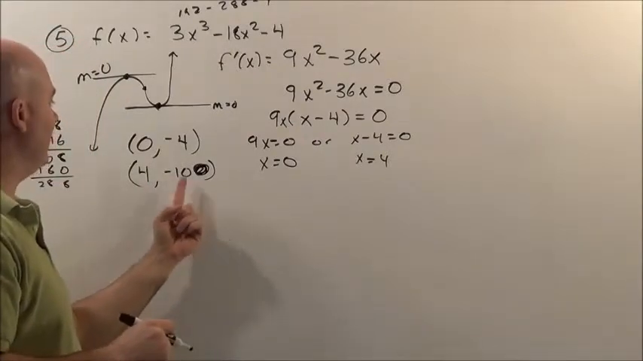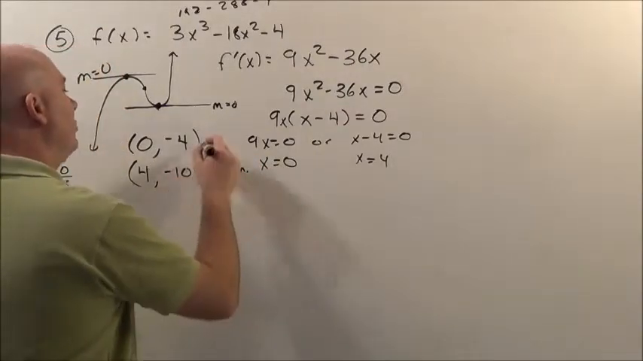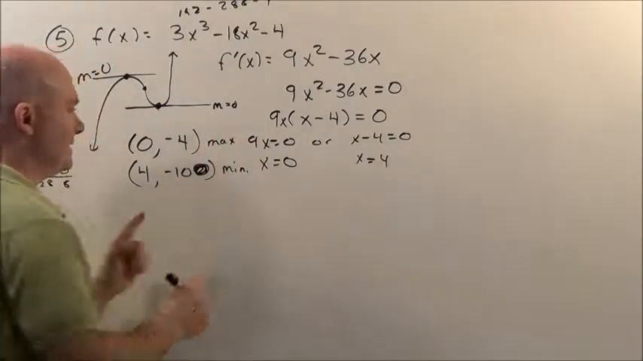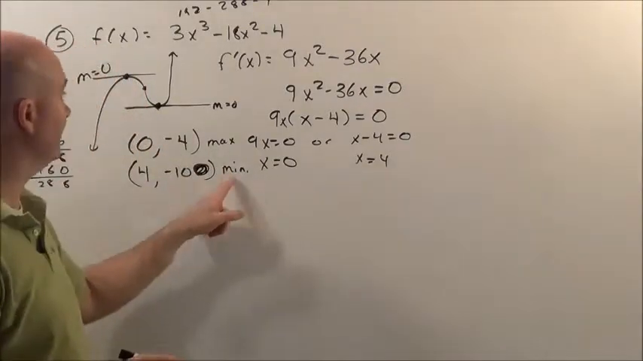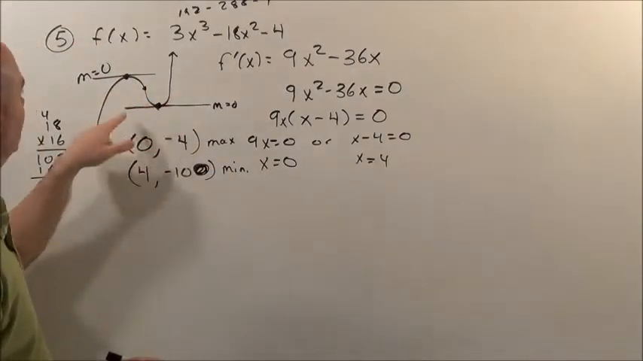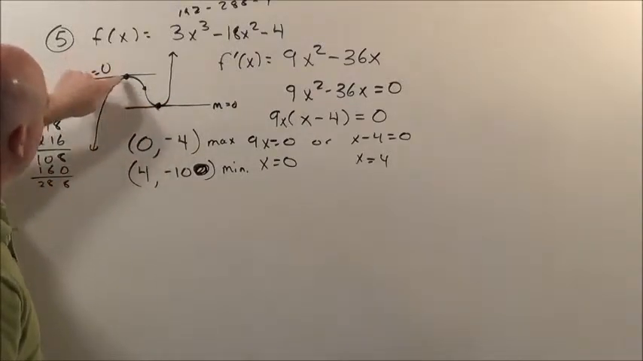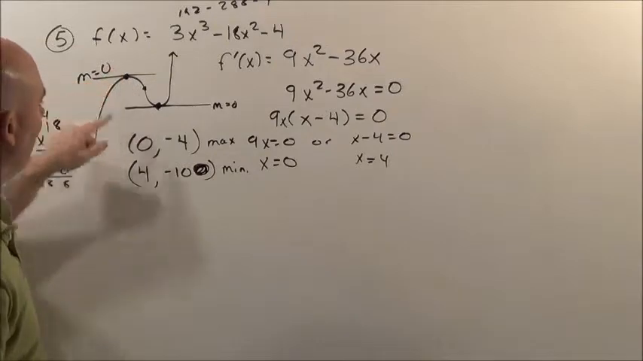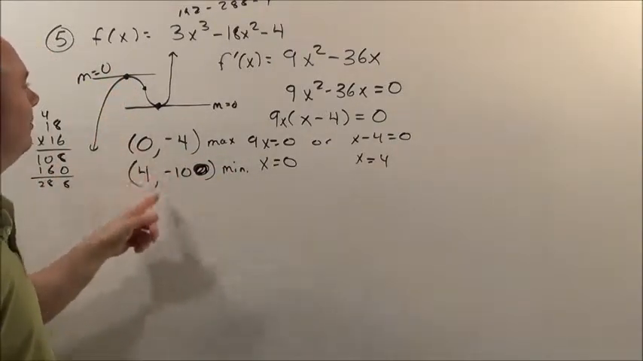That's way down there. This would have been my minimum then. And this right here would have been my relative max. And again, it's a relative minimum because it's not the lowest point on the entire graph. It's just in that particular location. So that would have been at 4, negative 100, swung back up here to 0, negative 4. So there's your max, there's your min. We still need this point of inflection, which will be between them.